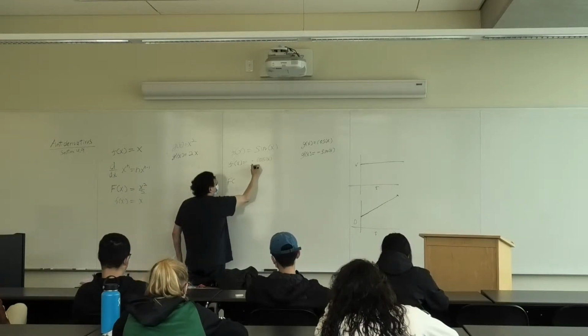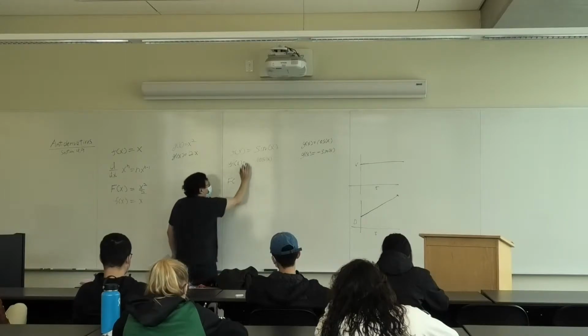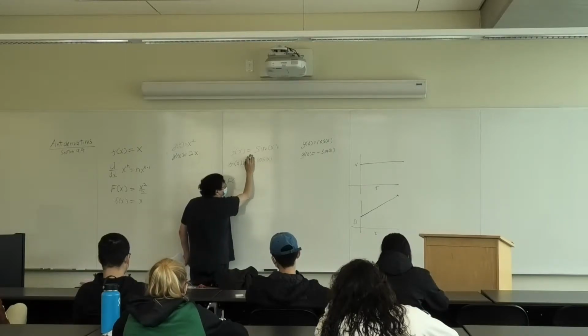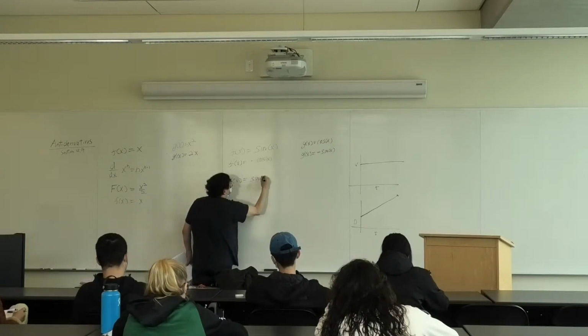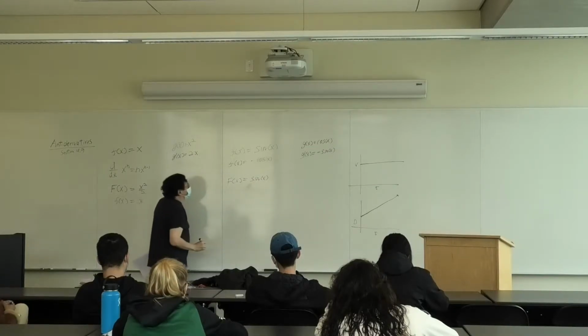If we find the derivative of the negative cosine of x, well, the derivative of the cosine is the negative sine, so we added a negative sign, so we're just going to end up where we want to be. Sine of x.